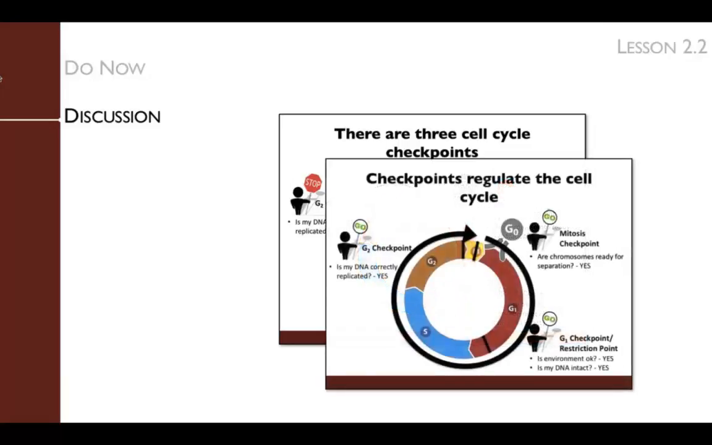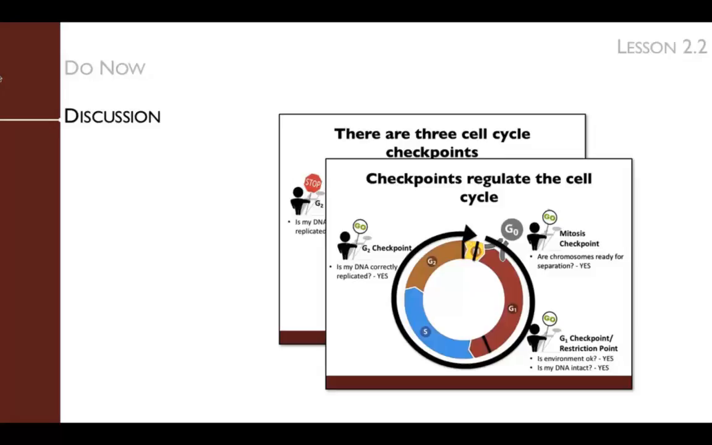The checkpoint at the end of G1 asks whether the environment will support cell division. Are there enough nutrients? Is there room for more cells? It also asks whether the cell's DNA is intact and can be replicated properly. The checkpoint at the end of G2 asks whether DNA replication has been successful. The checkpoint in the middle of mitosis asks whether the chromosomes are ready to be separated.